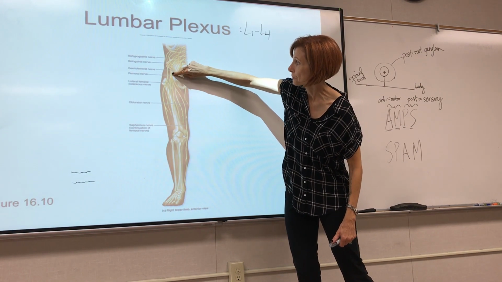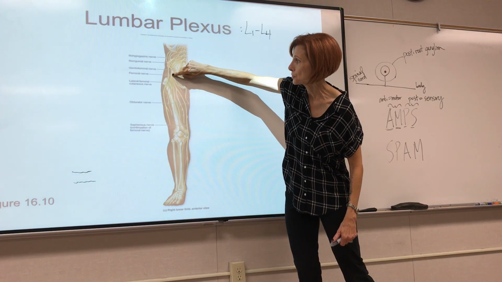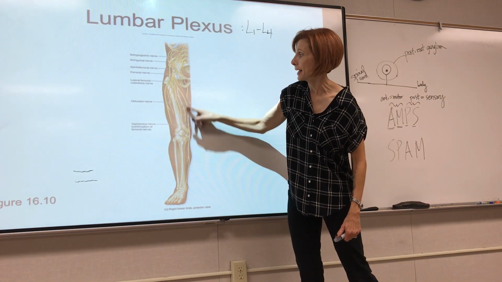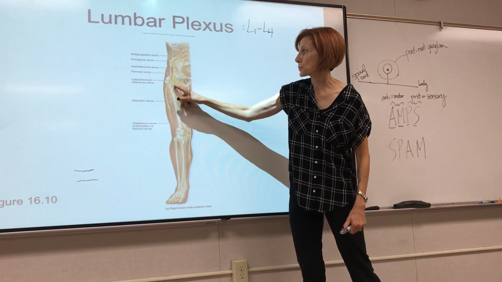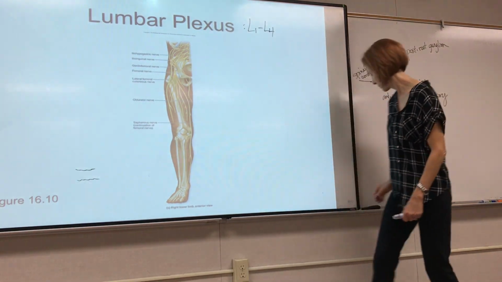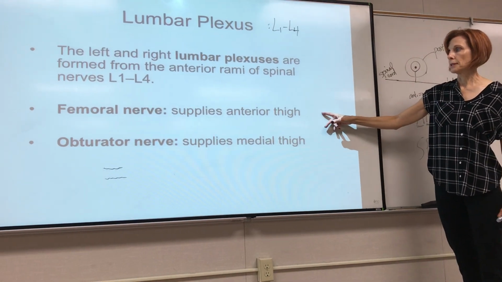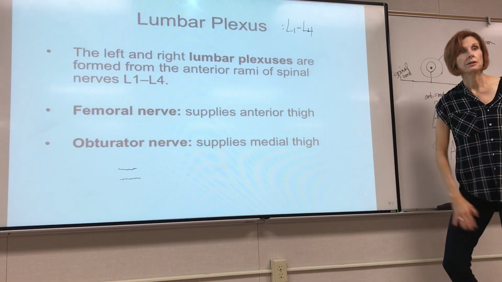And the femoral nerve here is actually, again, pretty large, and you can see it kind of branches out, and its branches supply the anterior thigh. This would be the nerve that supplies the quadriceps muscles. Okay, so femoral is more anterior, the obturator medial.